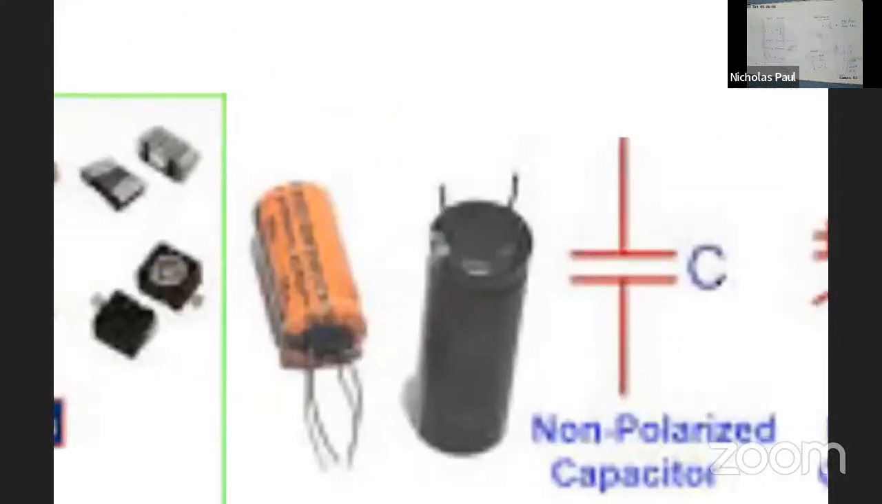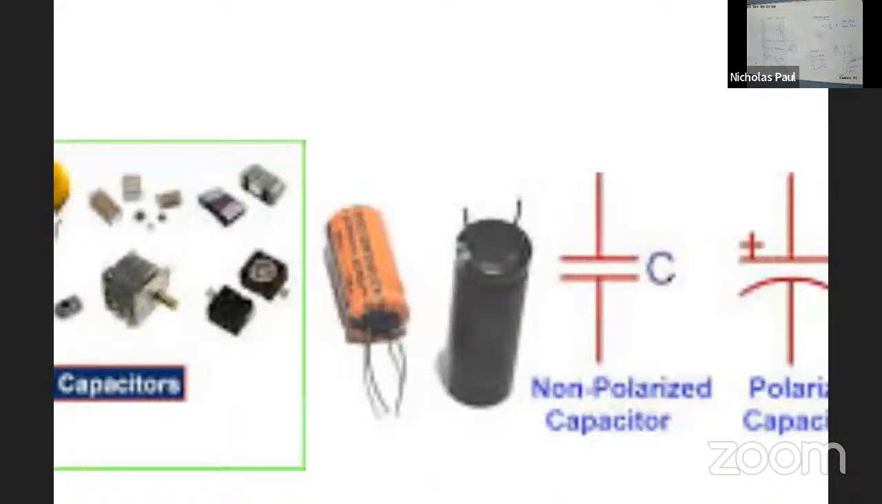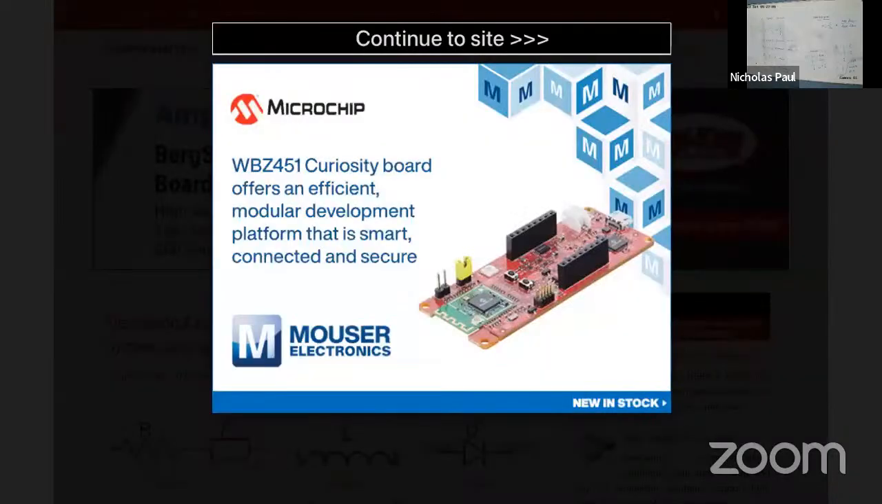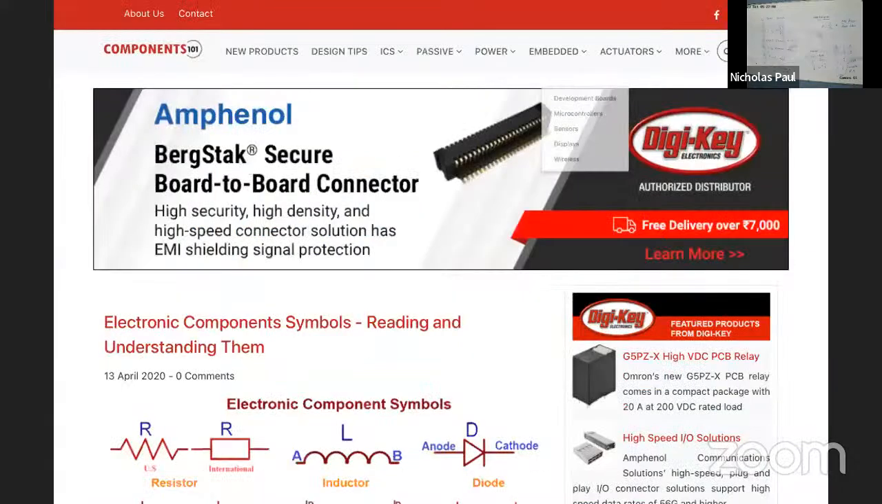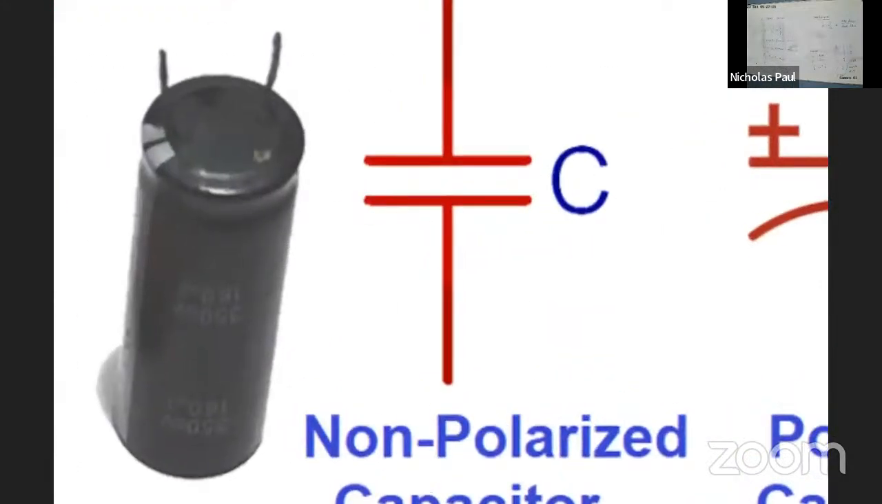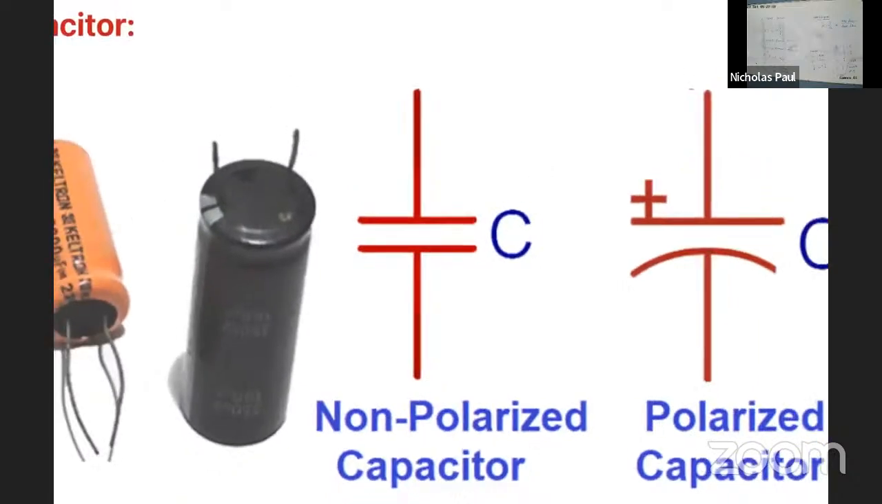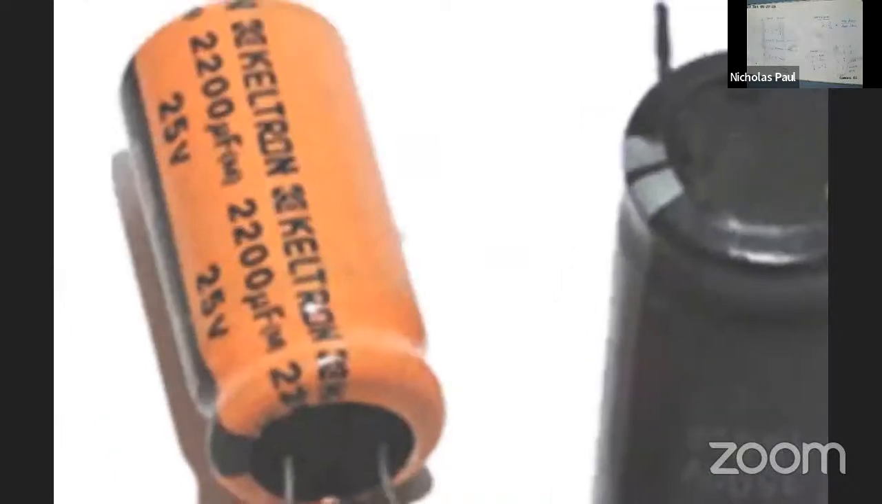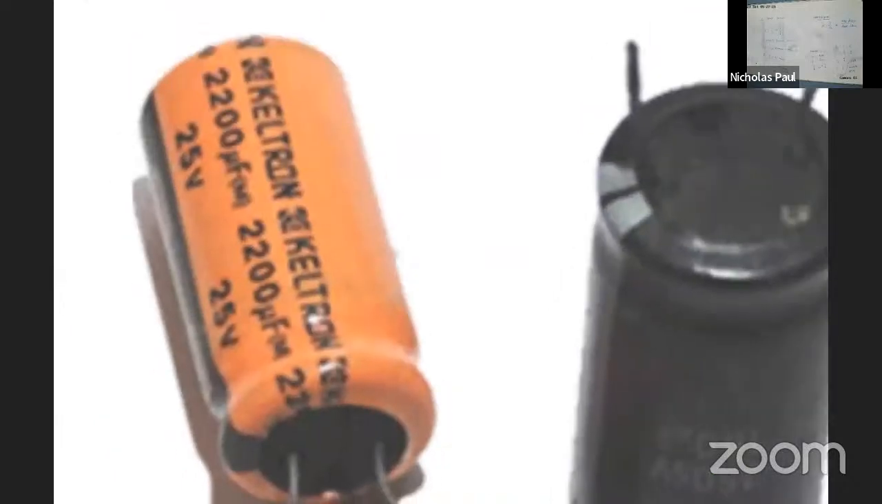This here is kind of what your capacitor will look like, and on the side of it you will see your values. It will look something like this. This one looks like a 160 microfarad. It's upside down. This one here is a 2,200 microfarads.